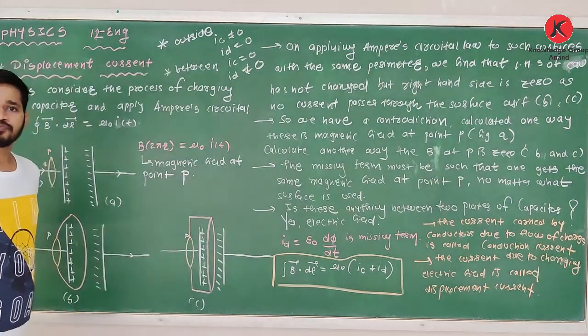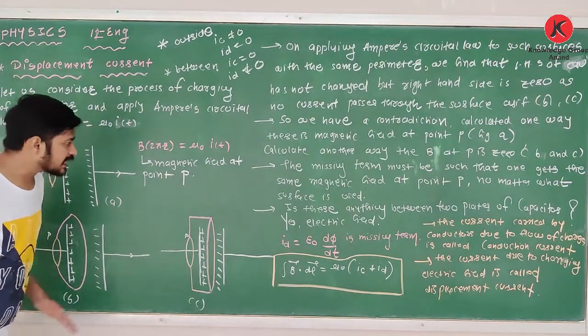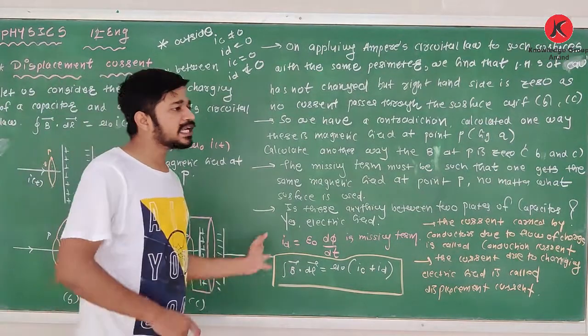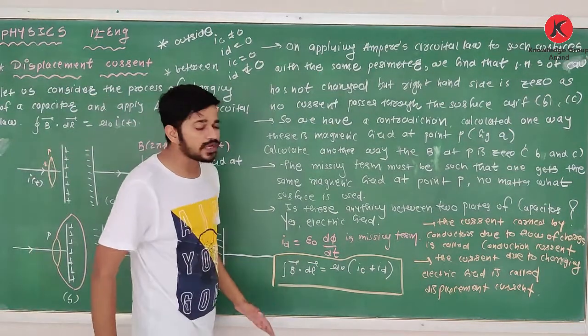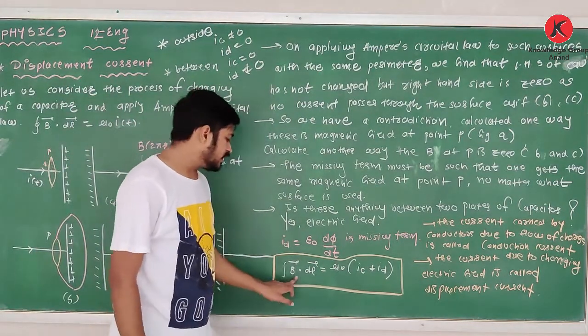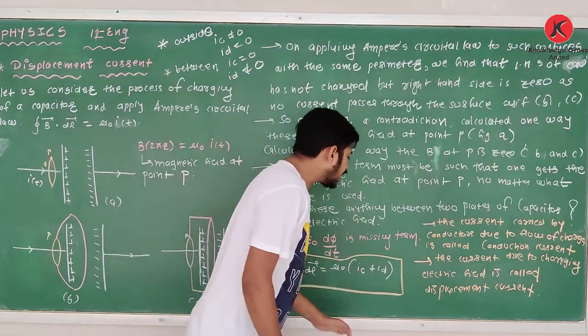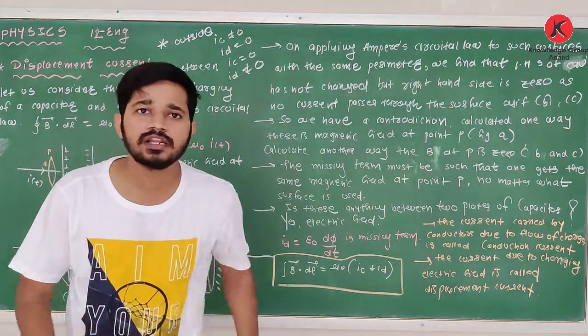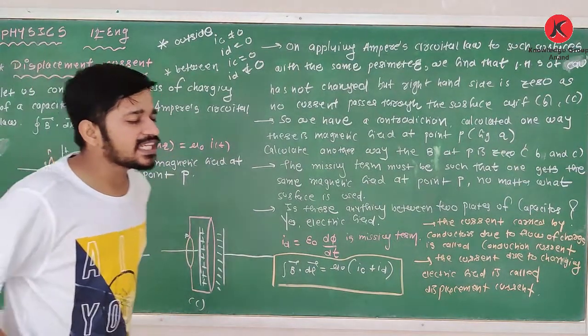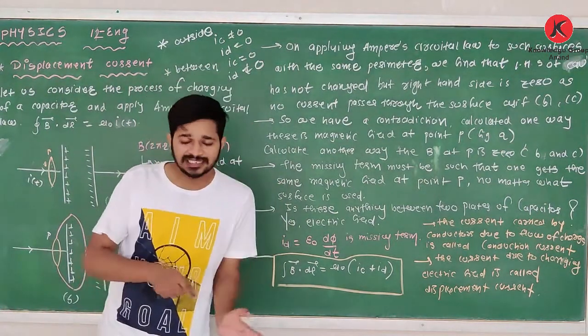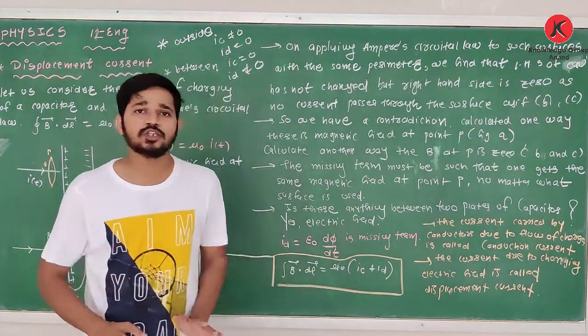Clear about this? So this is Maxwell's correction in Ampere's law, and now it is called the Ampere Maxwell law, that is, integration B dot dl is equal to mu 0 (I_C plus I_D). Clear about this? So it is all about displacement current. In the next lecture, we will see other conclusions from Maxwell's law.